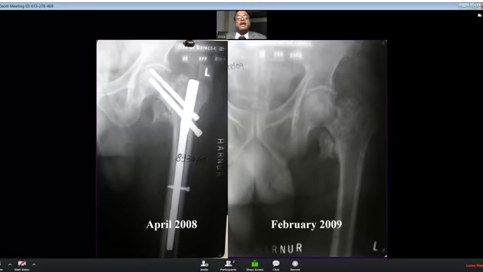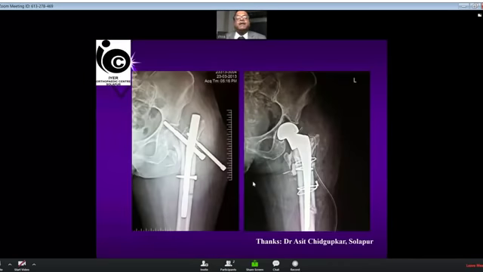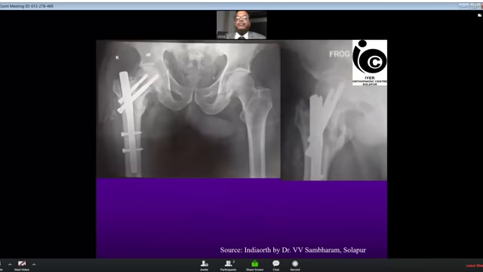This is a case again operated sometime in 2008. You can see the superior screw had migrated inside, but luckily it had not penetrated into the joint. So I waited for the fracture to heal and removed this subsequently. This is another case shared by my friend Dr. Ashinki Gupta from Solapur, where a severe osteoporotic fracture, he converted with a bipolar hemiarthroplasty.